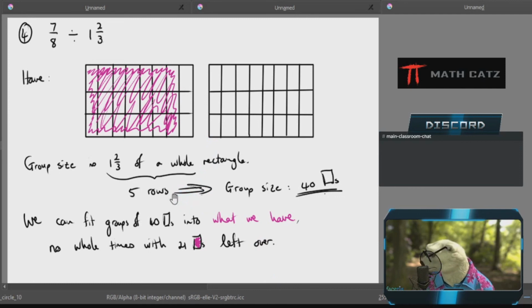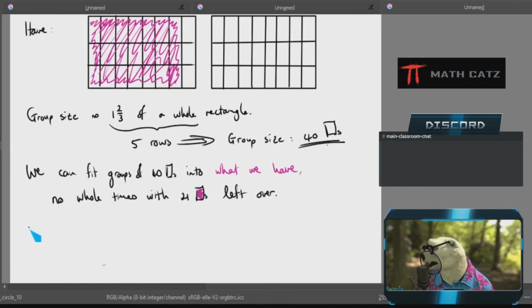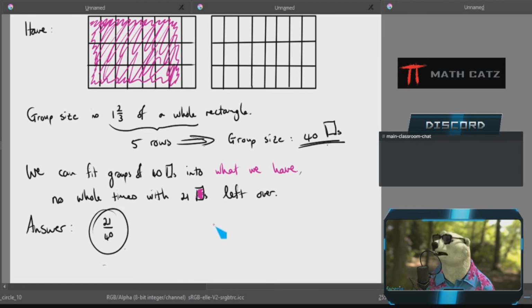So, the question is simply then, what is my answer for the number of times I can do this fitting in, or how many groups can fit in, or whatever wording you want to use. I can fit in 21/40ths of a group. Can't even get a whole group in. I can get a little portion of a group. Approximately half, but it's not exactly half. And that is it.